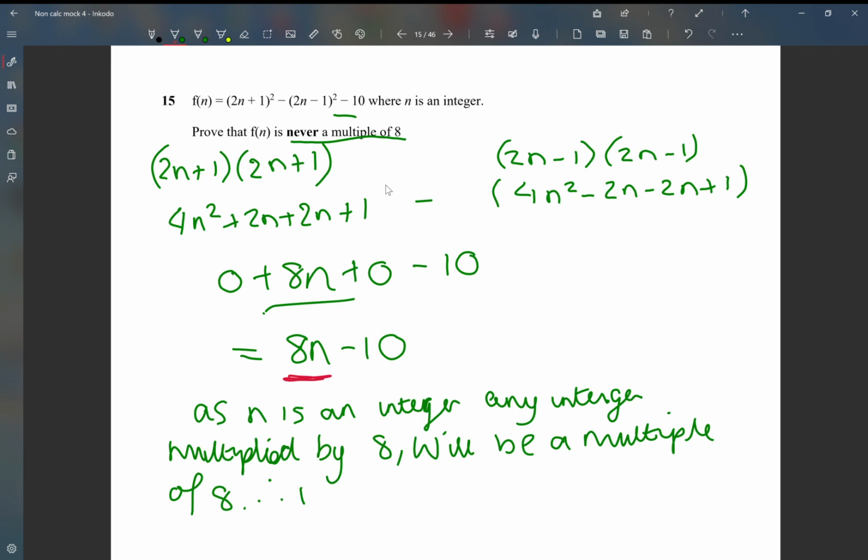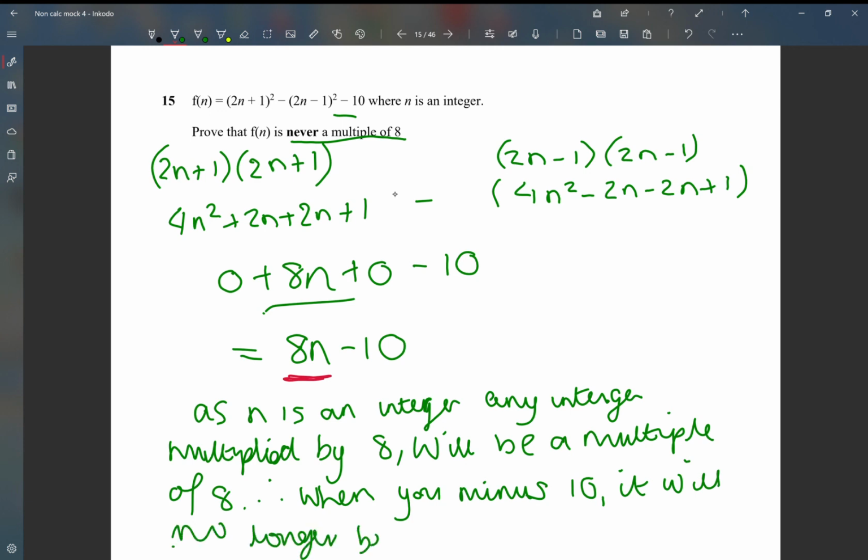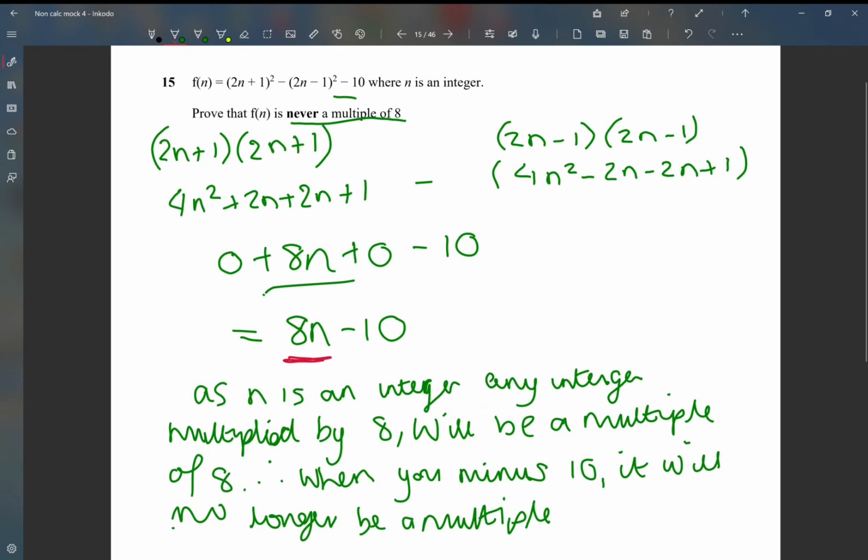Therefore, when you minus 10, it will no longer be a multiple. So you should see it really obviously. If you do all this and you've made a mistake and it comes out where it doesn't prove that it's a multiple of 8, then it's not right, and maybe go back and have a look to see if you can figure out what's happened.